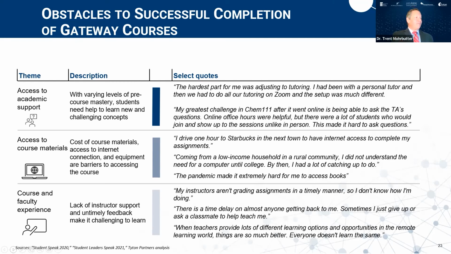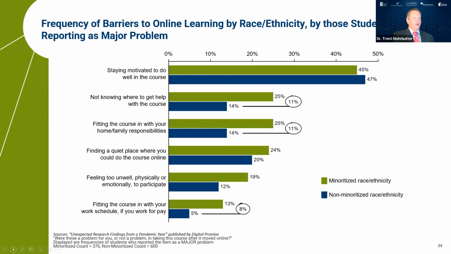So let's, Tanya, if we're good, take a look at frequencies of barriers to online learning. Perfect, great. So here we're going to review some data and highlight these top challenges for racially minoritized students. These are student responses that we've collected around barriers to online learning by race and ethnicity, so we have minoritized and non-minoritized students. I'm just going to draw your attention to 3 specific categories: not knowing where to get help with the course, fitting the course in with your home and family responsibilities, and fitting the course into your work schedule where you're receiving payment.